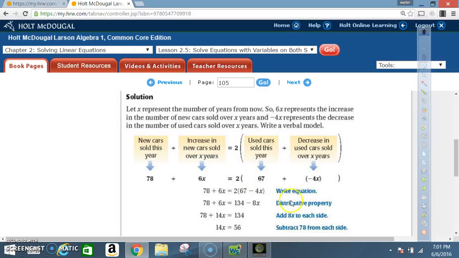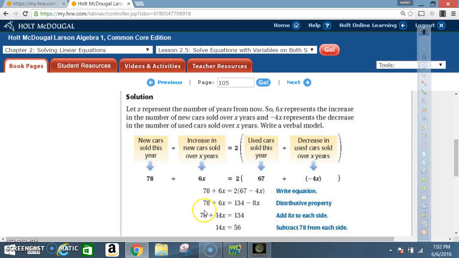We're going to apply the distributive property. 2 times 67 is 134. 2 times a negative 4X is negative 8X. Now we solve an equation with variables on both sides. I got a positive 6X and I got a negative 8X. Which one do I move? I move the smaller one, the negative 8X. That's why they say add 8X to each side. So plus 8X here and plus 8X there.